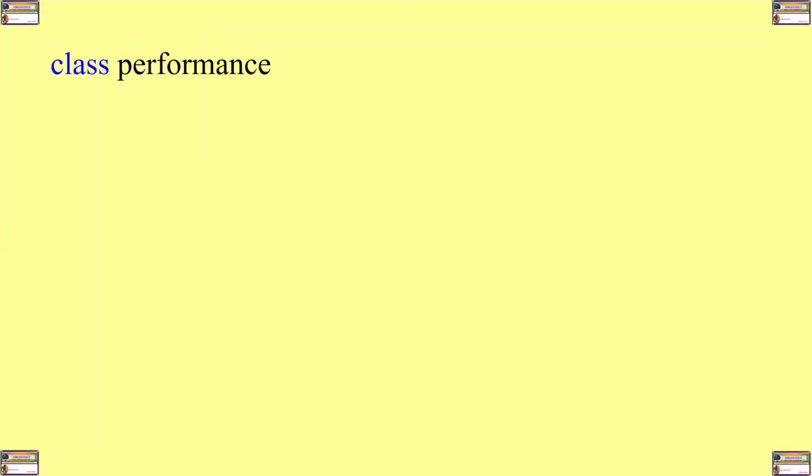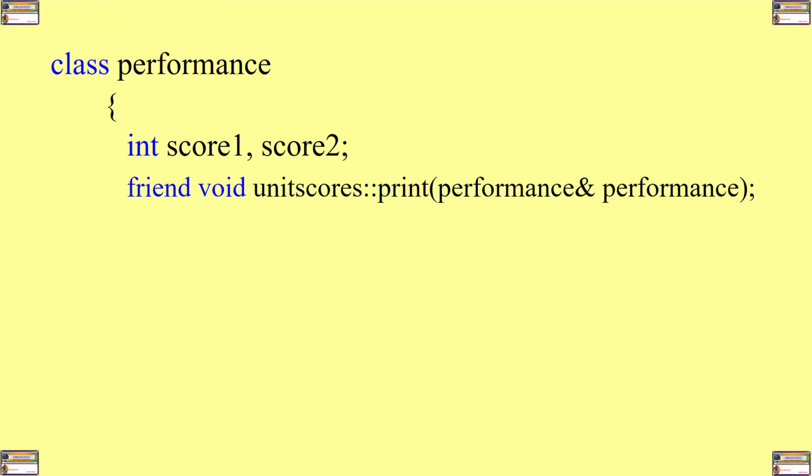So we then define the class. The definition of our class performance is as follows. It has two private members, score1 and score2, of type integer. Then it has a friend function. Note this friend function is print. Print is a friend. We are making print a friend of the class called performance.